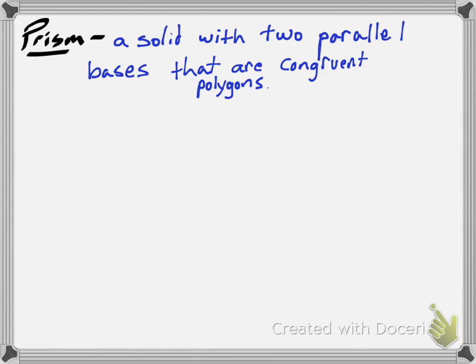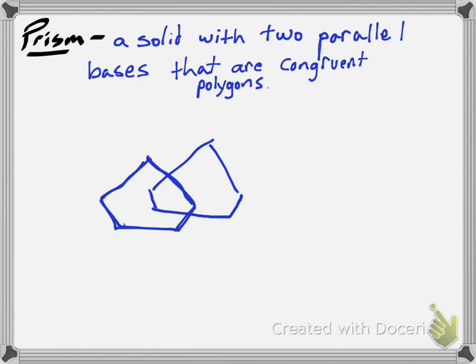polygons. So what's a polygon? It's something that has more than one side. Polygon, right? So let's say we have something like this. This is a polygon. Now it says a solid with two parallel bases that are congruent. So I'm going to draw another one. Now these are two parallel bases that are somewhat congruent, based on my drawing skills.